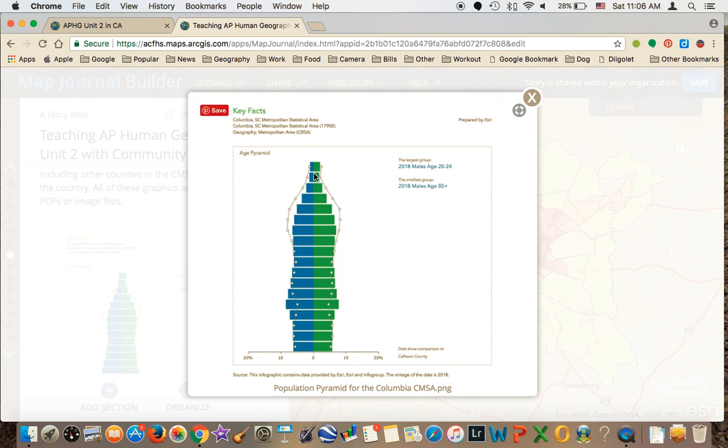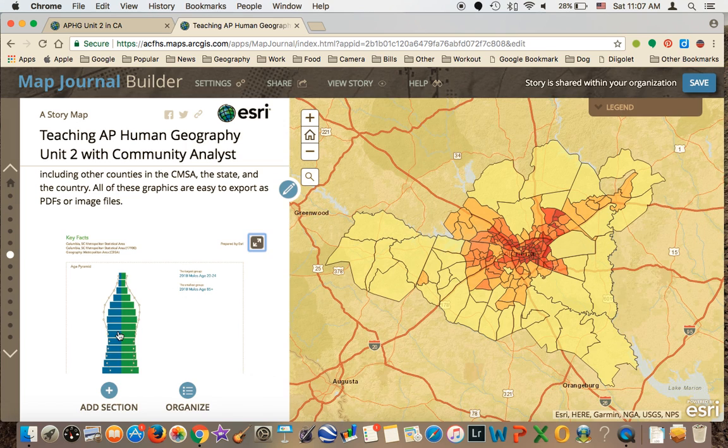So here is the population pyramid for the Columbia CMSA. The dots represent a comparison. So right now it's being compared to a singular county in the CMSA. We could ask through that drop-down box to compare to any other county in the CMSA, the state, or the country. And so we can easily compare population densities within different scales in this simple graphic. And students might be able to think about why there is this bulge with both males and females aged 20 to 24 here in the Columbia CMSA, right? Great way to investigate the local scale.